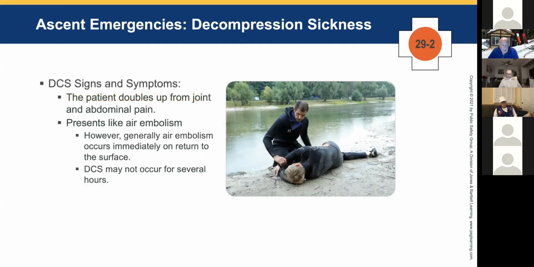Okay, we talk about patients doubling up from abdominal pain and joint pain. Presents like air embolism. However, air embolism typically occurs immediately on return to the surface. DCS, decompression sickness, that's the bends, may not occur for several hours.